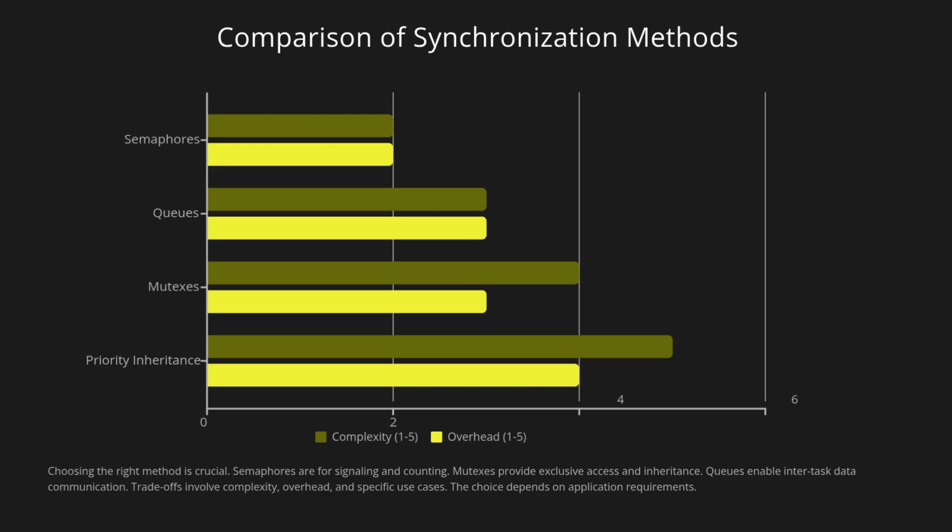Here we can see the comparison of different synchronization methods used in real-time operating systems. Semaphores have the least complexity and overhead, while priority inheritance has the highest complexity and overhead. We should choose the method according to our application, depending on how much complexity and overhead we can afford and how important the task is.